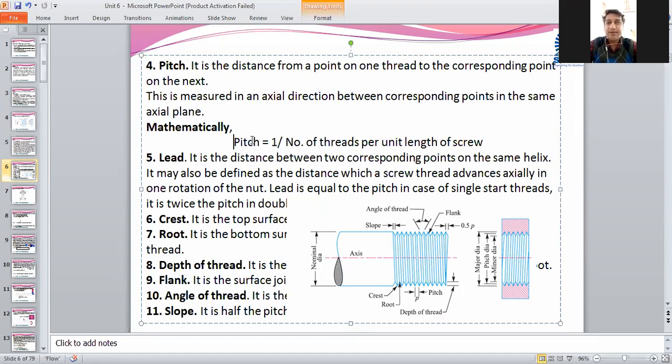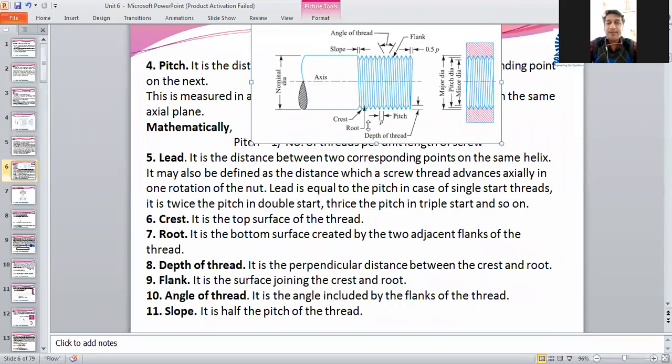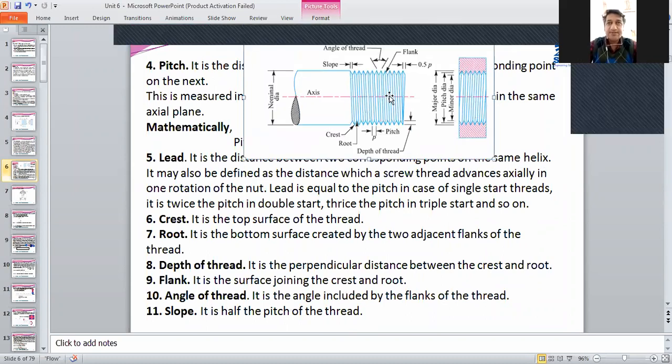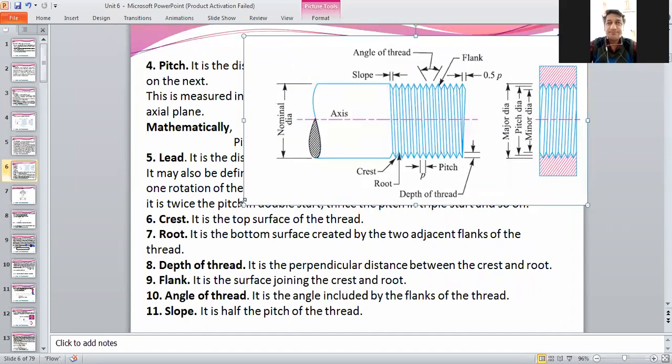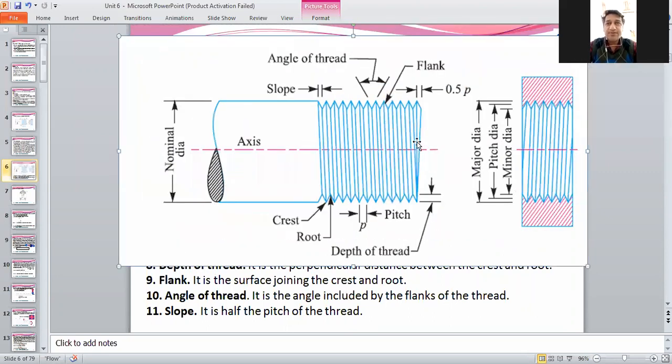But mathematically, for solving further problems, we are going to utilize this relationship. Concept can be understood on the diagram, but mathematically, when you are going to utilize, you can use this formula. Then lead, it is a distance between two corresponding points on the same helix. Helix means, these threads are manufactured in helical form, right? When you are going to screw it inside this nut, at that time, it travels in helical form.